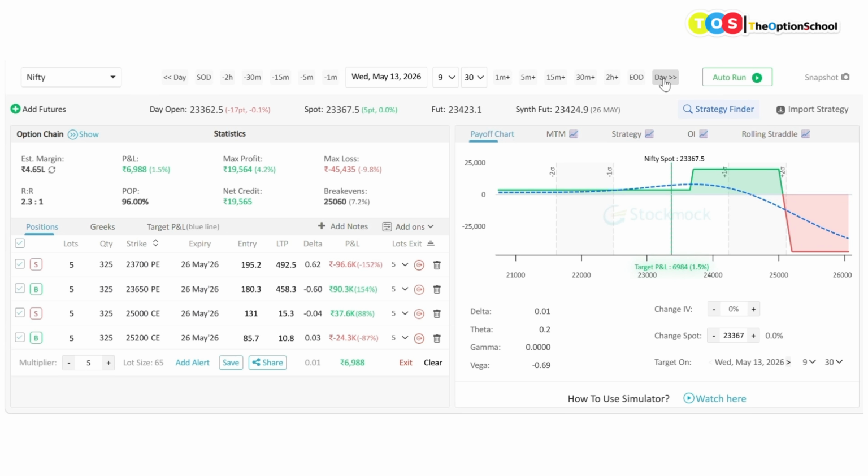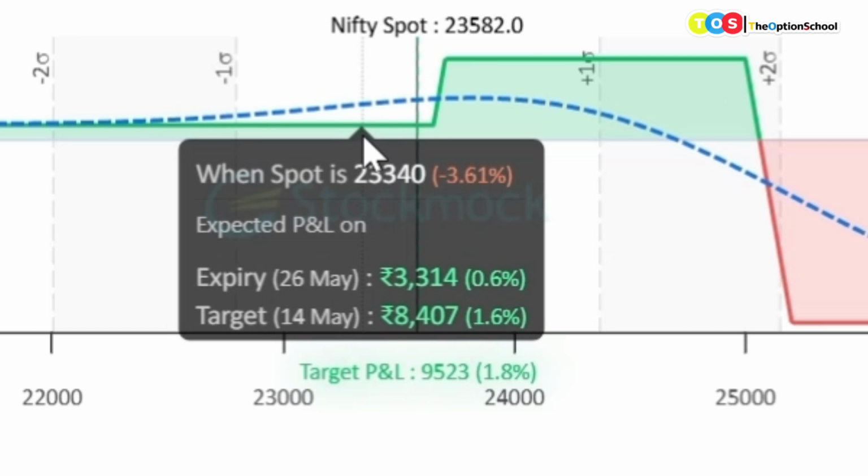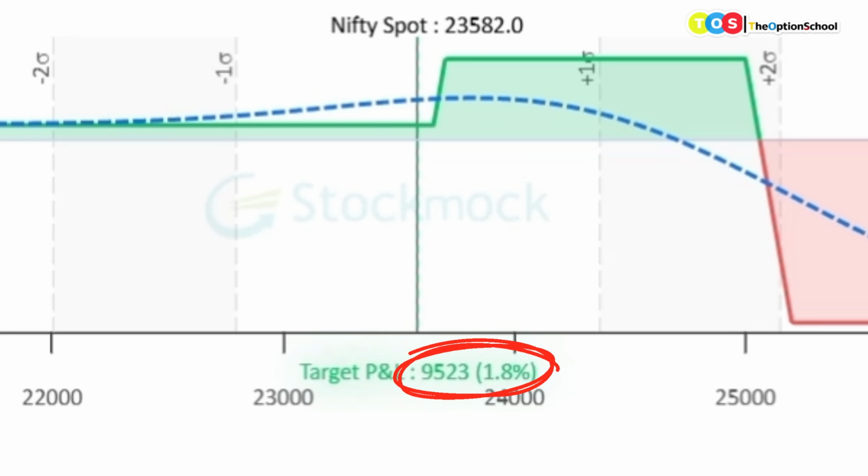Let us see. Next day, okay, market is going down only. I am pretty much okay. I do not require to do anything at all. Next day, okay, again you see, if I see this green line, my profit should be very less. It should be around 3,300 rupees. But because of blue line, my profit right now is 9,500 rupees.